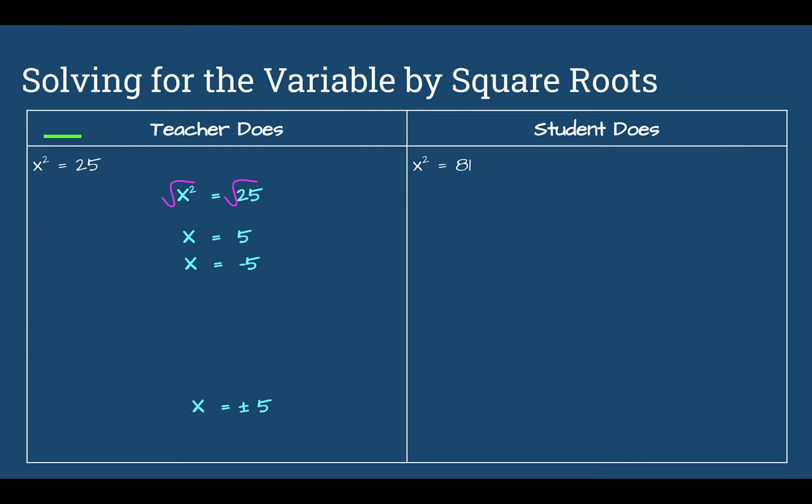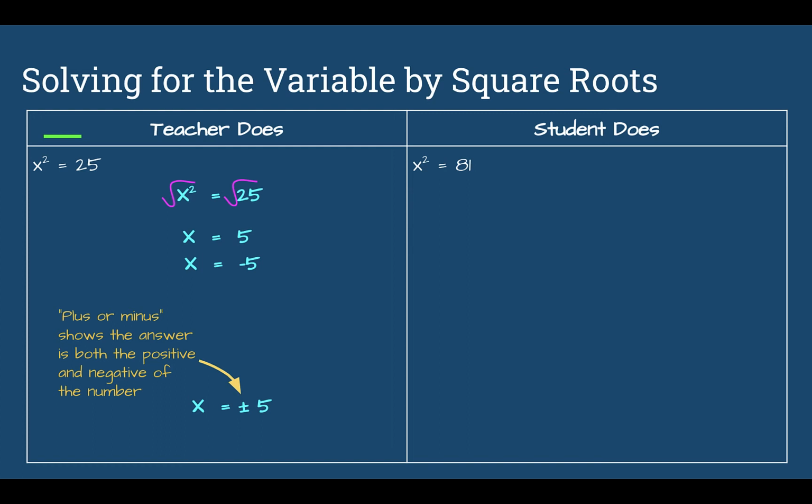We can write this using a symbol that's called plus or minus. So here I wrote x equals plus or minus 5. That plus or minus symbol just shows that the answer is both the positive and negative version of that number. So I can see here that x is positive 5 and negative 5. And that symbol can help us write it a little quicker.